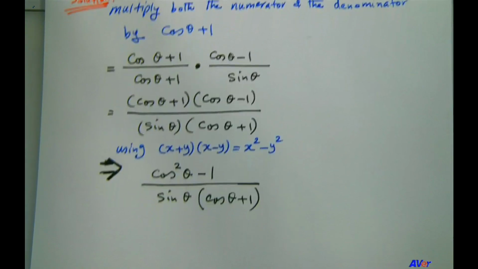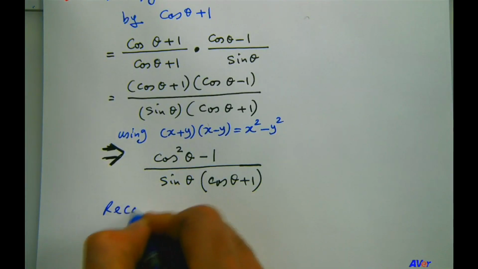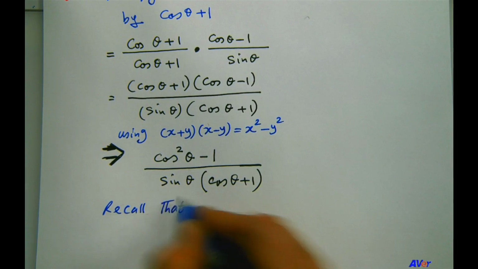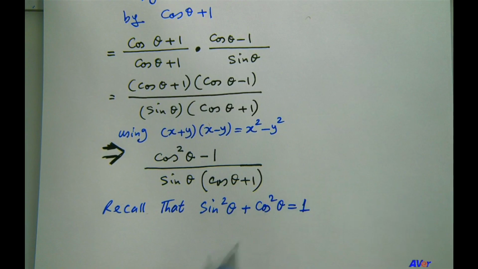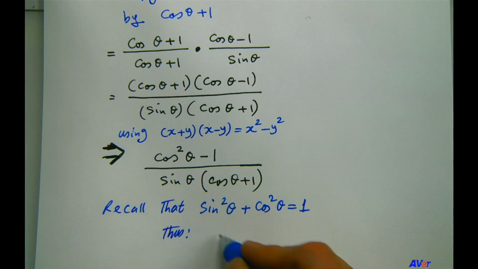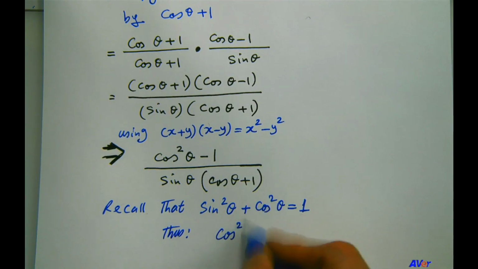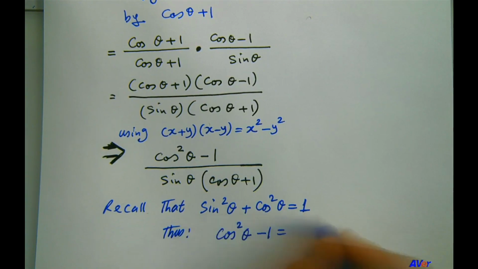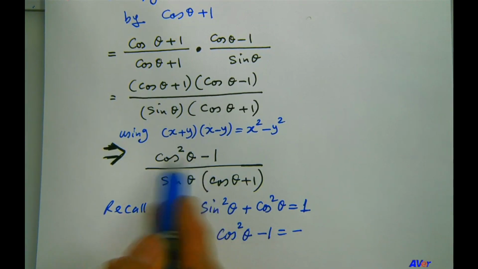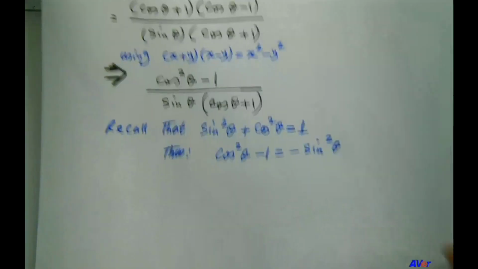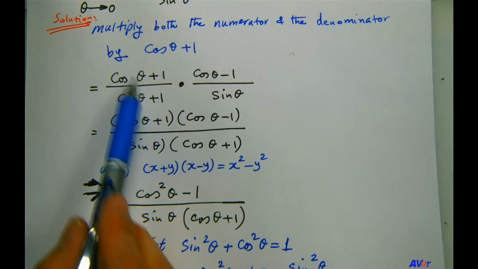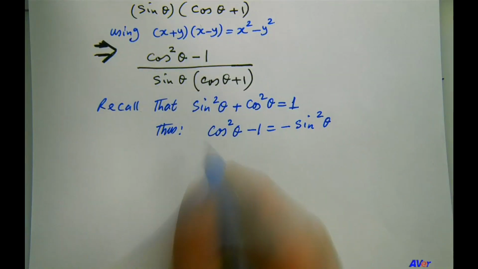Okay, so now recall that sine squared theta, this is from trig class, plus cosine squared theta is equal to 1. Therefore, let's find the equivalent of this. And thus cosine squared theta minus 1 is equal to, if you rearrange things, you will find that that expression is equal to minus sine squared theta. Okay? So this is why we multiplied the numerator and the denominator by cosine theta plus 1 over cosine theta plus 1. So that expression is equal to that. So let's substitute for it.